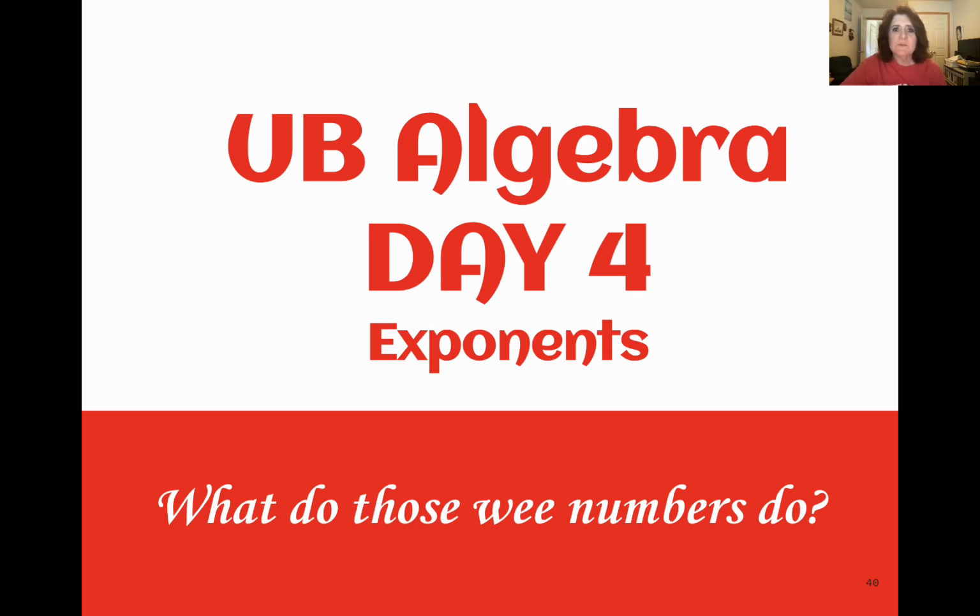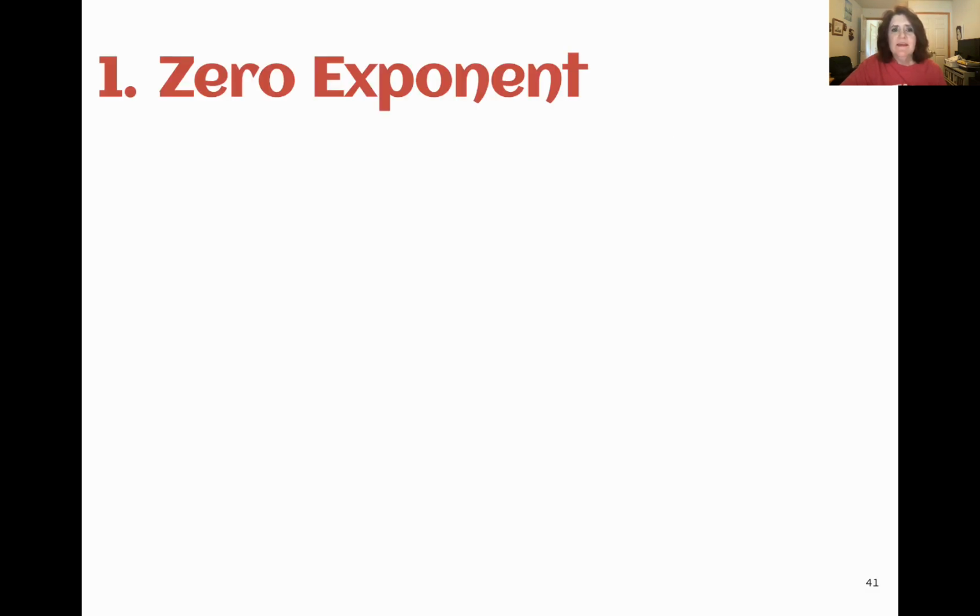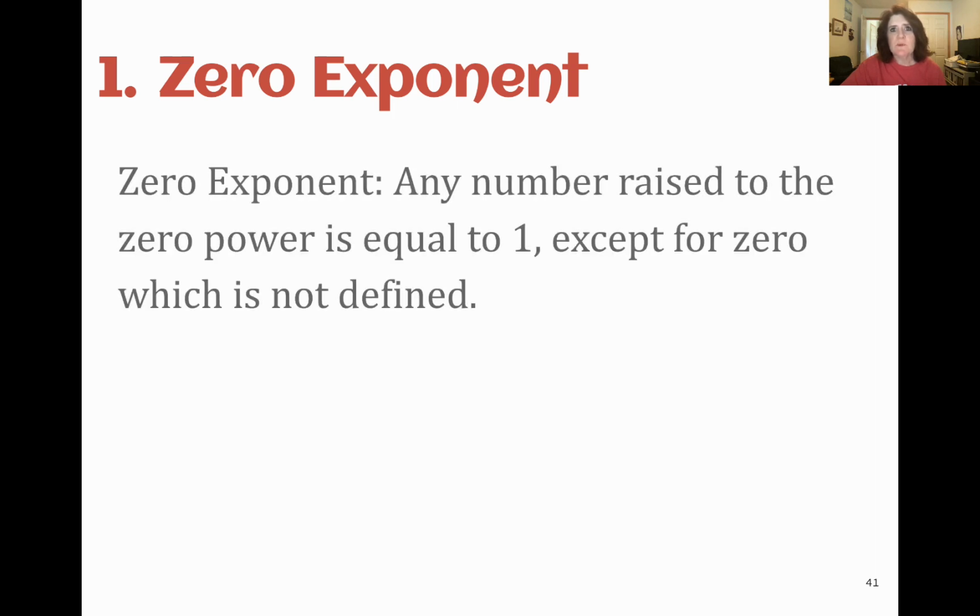Today we're talking about exponents. What do we do with those wee little numbers up there? So there are 8 rules of exponents. Rule 1 is called the zero exponent rule.